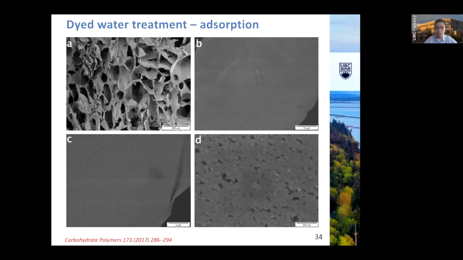Other than using the surface functional groups, we also create mesopores on the film. So here is a freeze dried aerogel, and then we create those mesopores in order to increase the contact with the dyes and also increase the surface area.